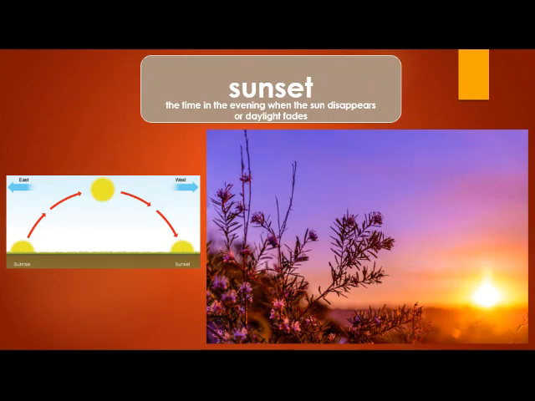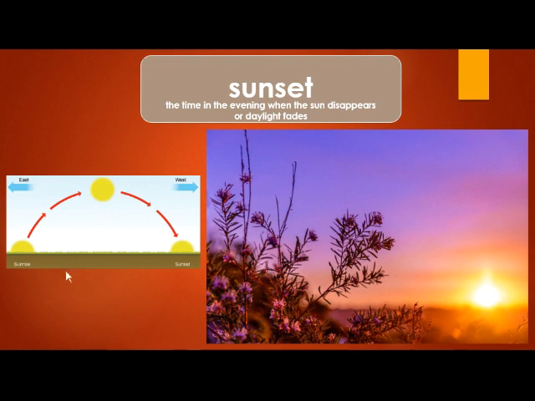Sunset is the time in the evening when the sun disappears or daylight fades. So the sun doesn't really disappear, right? It doesn't go anywhere. The earth is spinning or rotating, so it looks like the sun is disappearing. Right here, we call this the horizon. The sun is going to look like it goes down below that horizon. As it does, the colors in the sky change, and eventually the sky will be dark.